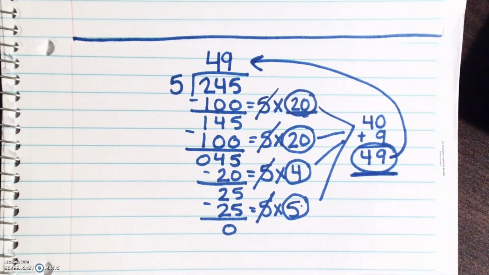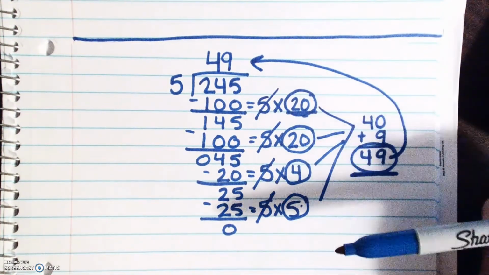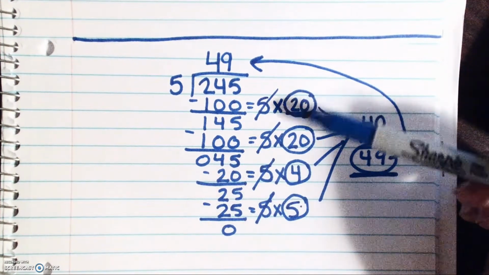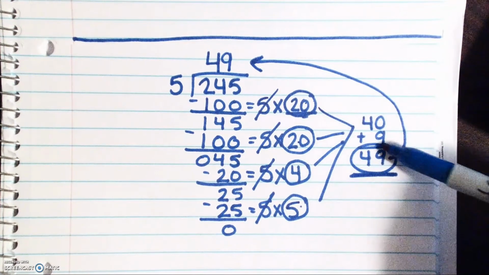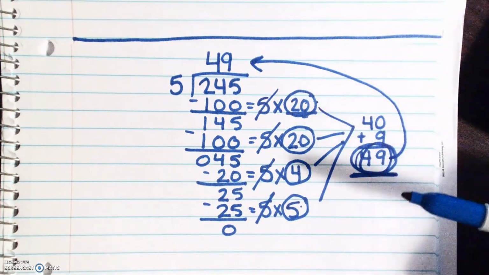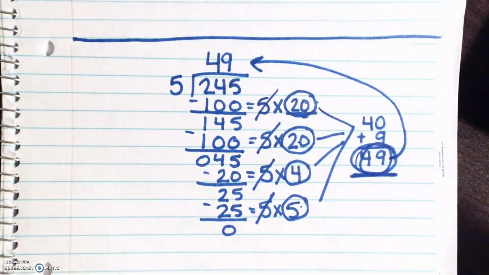All right. Again, this is called partial quotient strategy because I'm finding parts of my quotient. And when I find the parts and I get to 0 here, if I add my parts up, it equals my quotient. So I'm finding parts of the quotient. My quotient is the answer to my division problem.